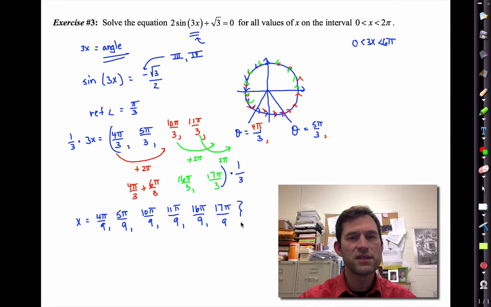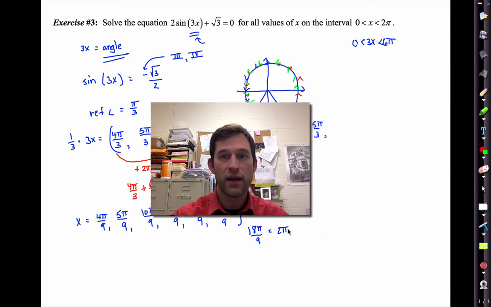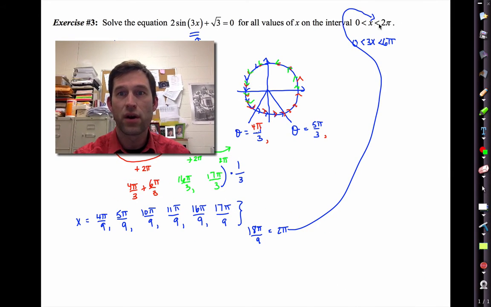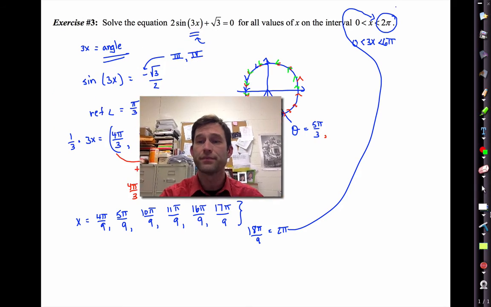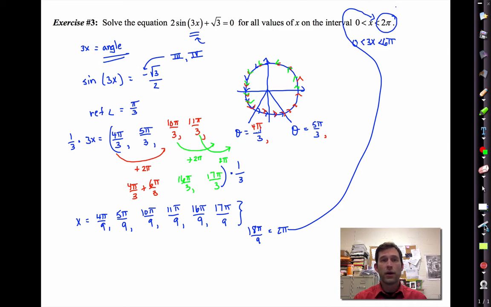Notice, by the way, that 17 pi over 9 is just shy of 18 pi over 9, which equals 2 pi, and that was our upper bound for x. All right, so make sure at the end of the day when you solve a trig equation that all of your solutions lie between the bounds that they give you for x, or whatever your input value is. All right, write that down.